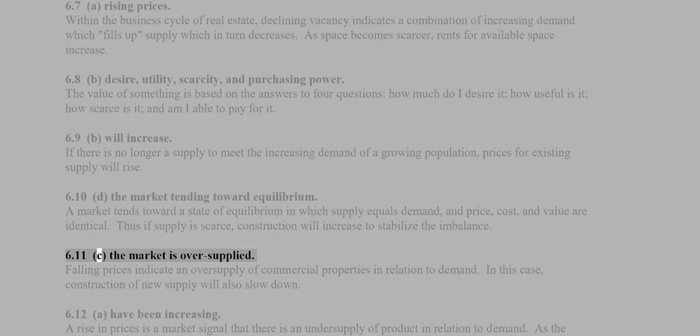6.11 C. The market is oversupplied. Falling prices indicate an oversupply of commercial properties in relation to demand. In this case, construction of new supply will also slow down. 6.12 A. Have been increasing. A rise in prices is a market signal that there is an undersupply of product in relation to demand. As the market moves toward equilibrium, builders construct more buildings to meet the unmet demand.